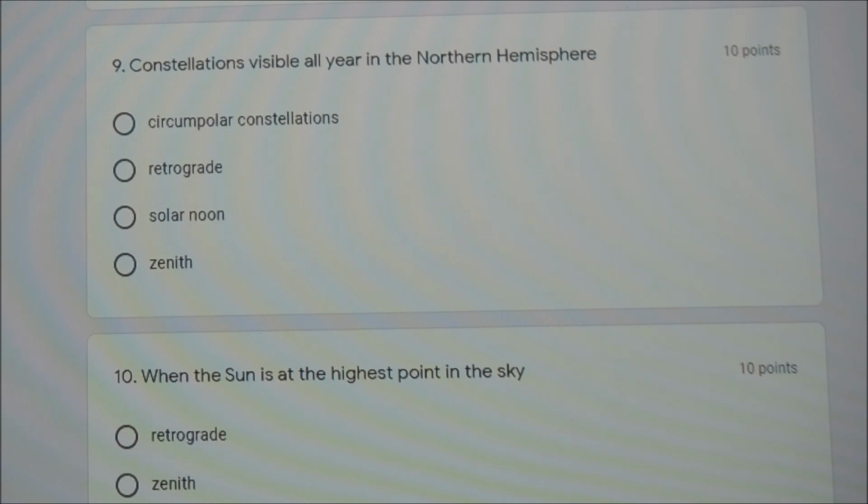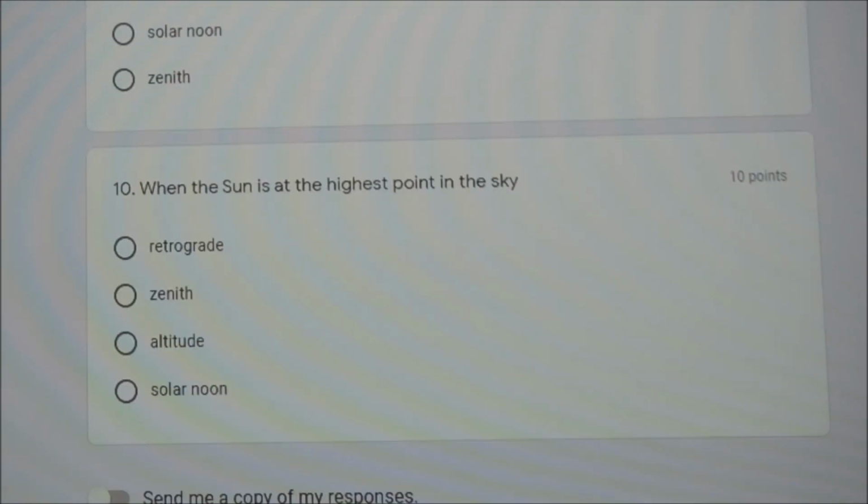And last but not least, number 10. When the sun is at the highest point in the sky, is that retrograde, zenith, altitude, or solar noon? When the sun is at the highest point in the sky, retrograde, zenith, altitude, or solar noon.